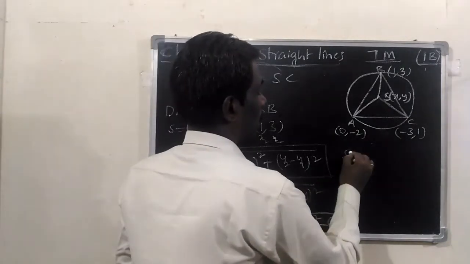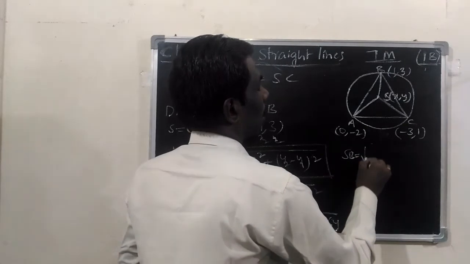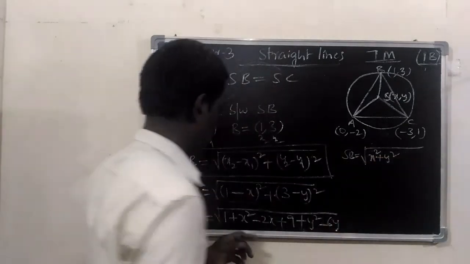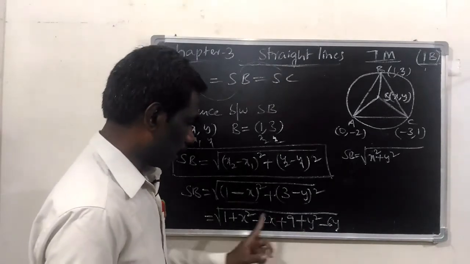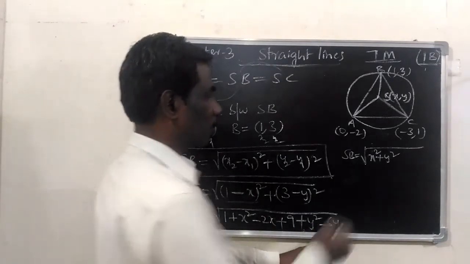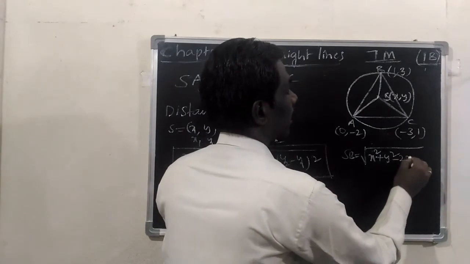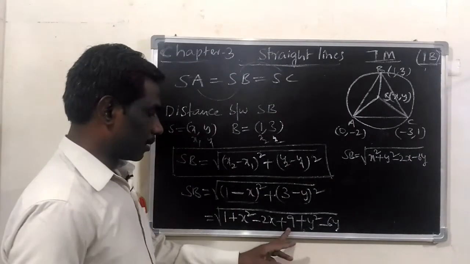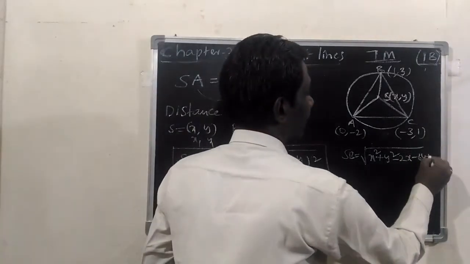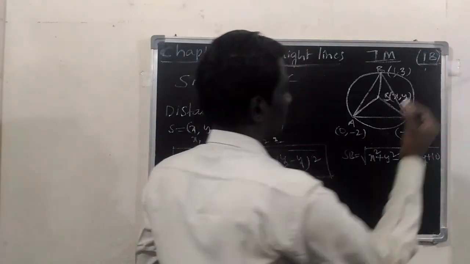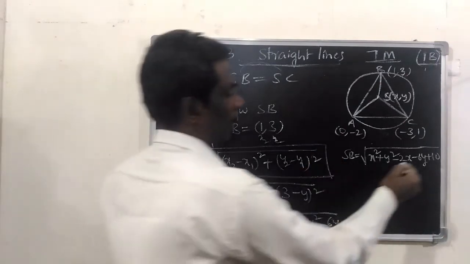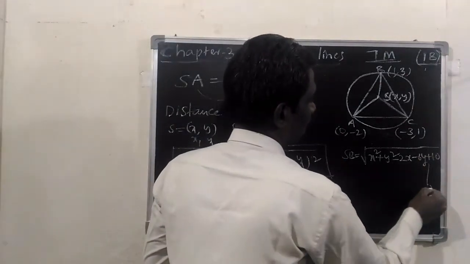Now write this in order: under root of x square plus y square minus 2x minus 6y, and 1 plus 9 is what? 10. So this is what? The distance between S and B. So this is the second.